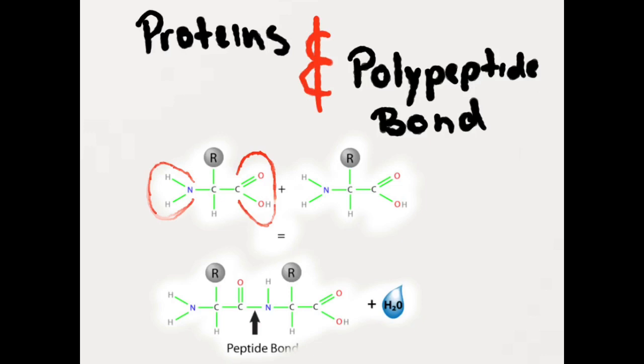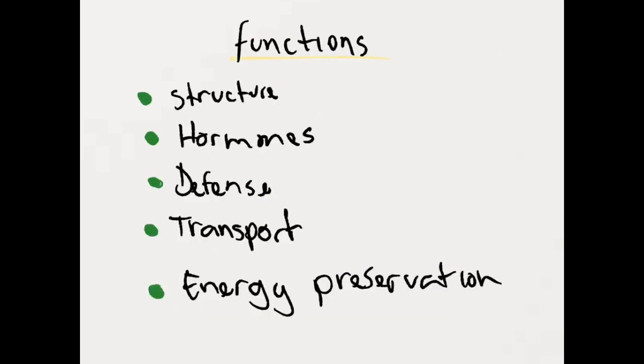A protein can be presented in an elongated form, which is called fibrous protein, and the protein can also fold up when it comes this way. It is called globular. Proteins help with structure, hormones, defense, transport, and energy preservation. Those are its main uses, but it has more.